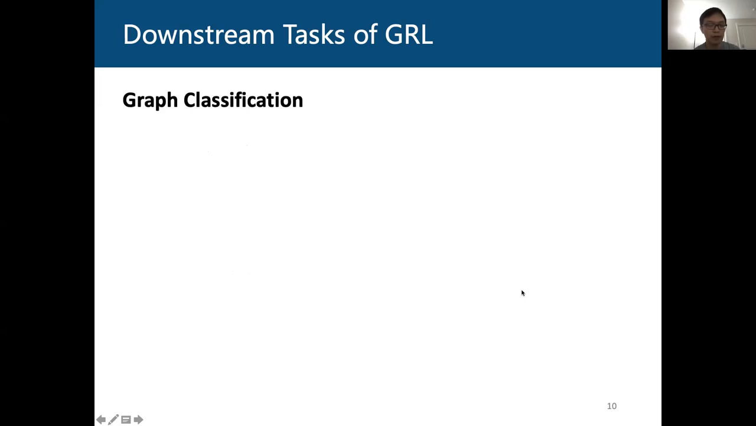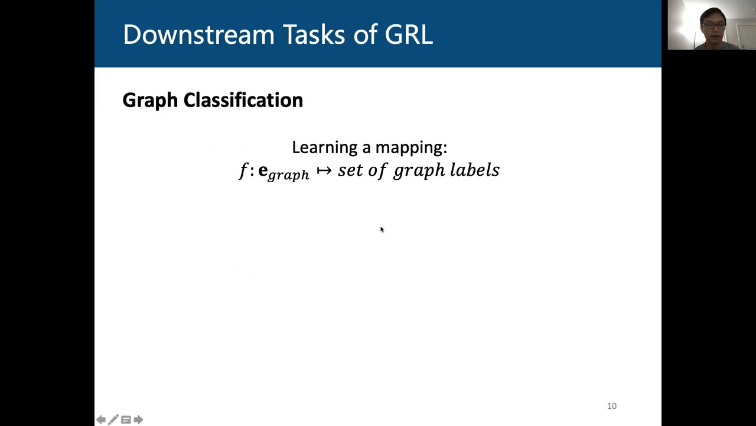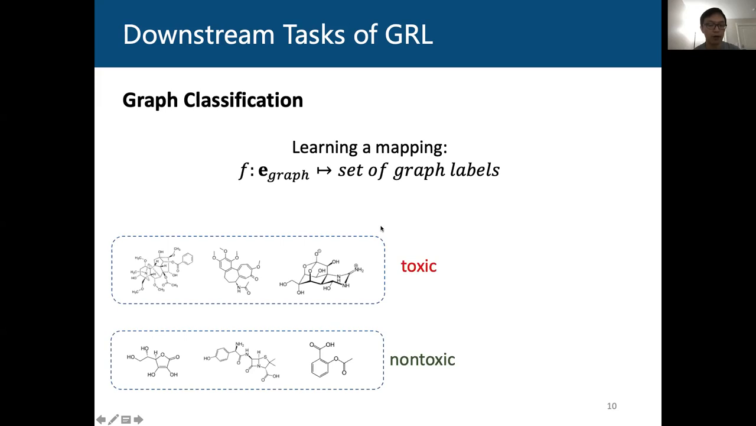And the last task is graph classification, in which our goal is to predict the label of a graph. This can be formulated as learning a mapping from graph embeddings to a set of graph labels. For example, we are given a set of molecule graphs which are toxic and another set of molecule graphs which are non-toxic, and our goal is to predict whether a new molecule graph is toxic or not.